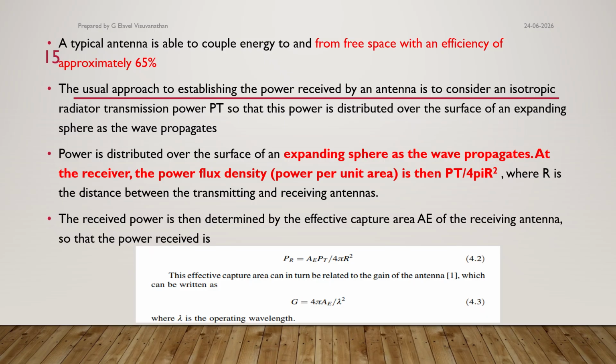The received power is then determined by the effective aperture AE of the receiving antenna, so that we get the received power PR equal to AE times PT divided by 4 pi R squared. AE is nothing but the effective aperture. PT is the power transmitted, divided by 4 pi R squared, that is nothing but the power density. So finally, G is equal to 4 pi times the effective aperture divided by lambda squared. Lambda is nothing but the wavelength.